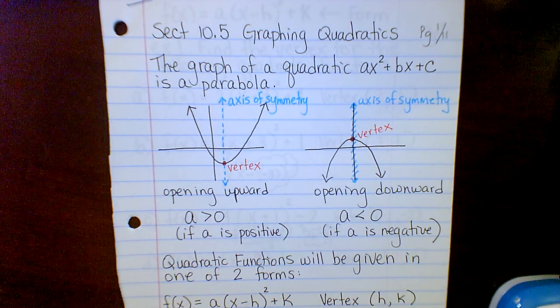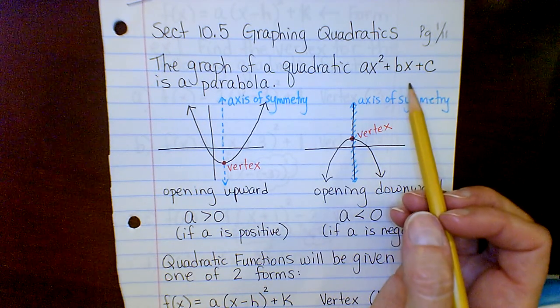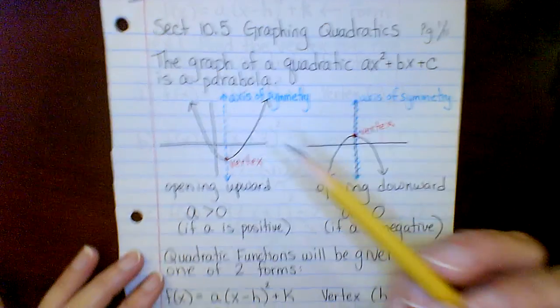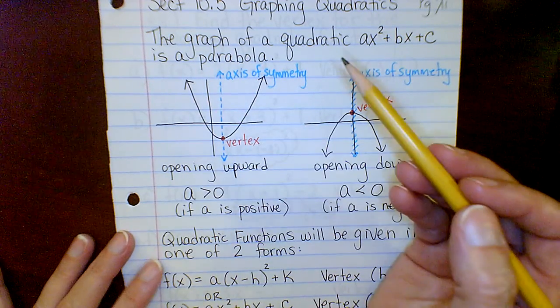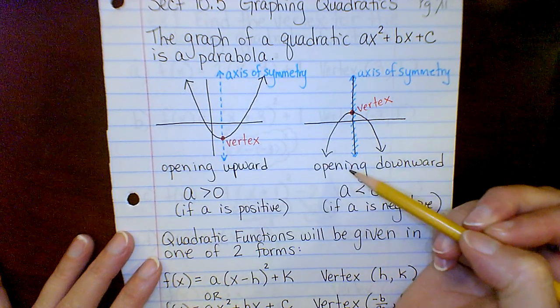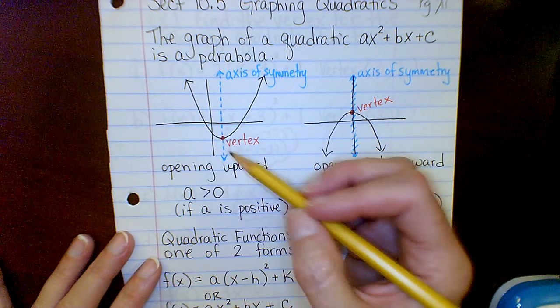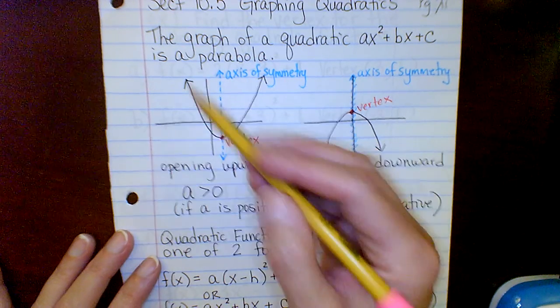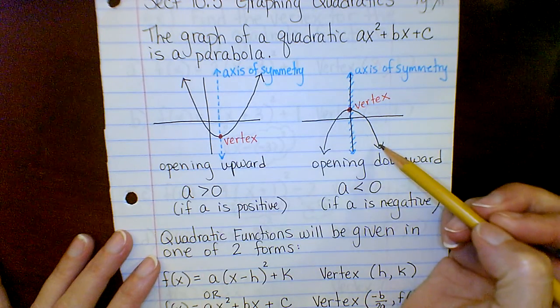So the graph of a quadratic function, ax squared plus bx plus c, is called a parabola. The parabola could open upward, in which case the ends are going upward, or it could open downward, in which case the ends are going downward. That middle point is called the vertex, and it happens to be the lowest point if the parabola opens upward, and the highest point if it opens downward.